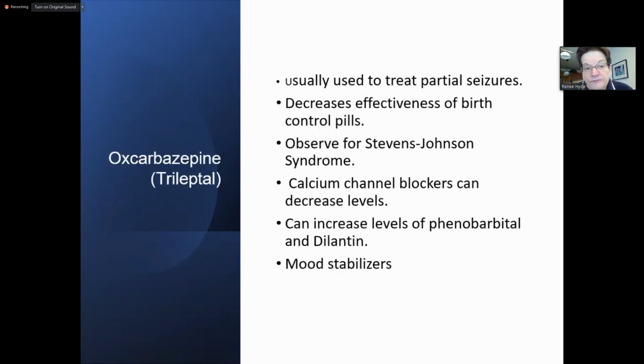Trileptal, the oxcarbazepine, is used for partial seizures. Again, it decreases the effectiveness of birth control. Watch out for Stevens-Johnson. It also acts as a mood stabilizer, so you may see this one with your patients with bipolar disorder, in addition to your patients with seizures.